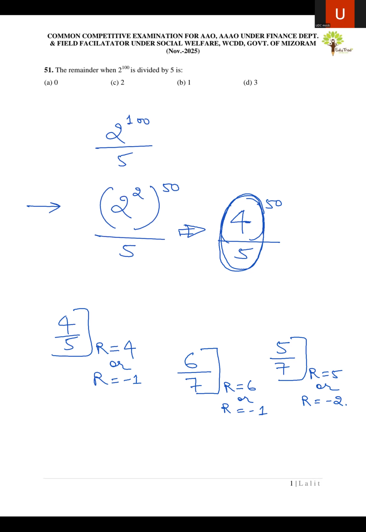So in this case, when 4 is divided by 5, I can say the remainder is minus 1. And minus 1 raised to the power 50 is how much? 1. So I can say the remainder will be equal to 1. So option number B will be the answer for this. Let us see this next question.